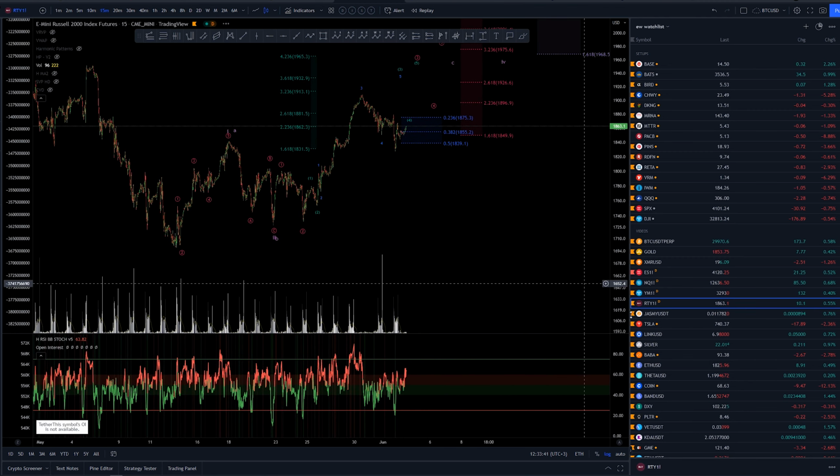I'll see if I can find some other structures here that are going to be possible and update that in the next video. But for now, I think this is still the primary on Russell, where I have 3, 4, and then we continue upwards. We'll see about that. But that's pretty much all I wanted to share on all the US market indices.